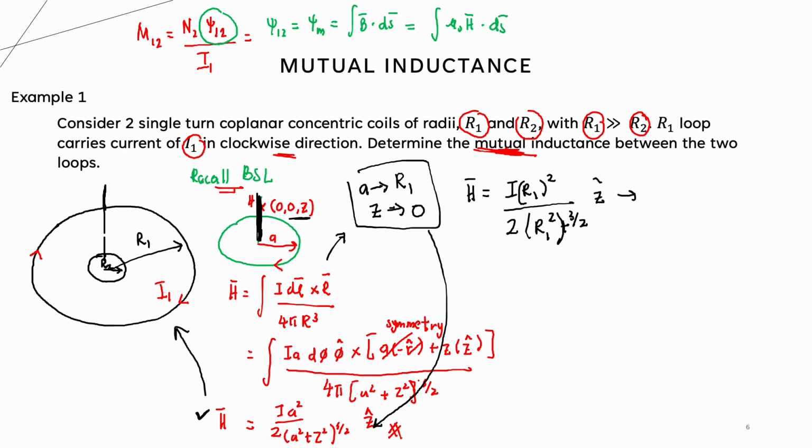We can further simplify this equation to I r1 squared over 2, and the 2 cancels, so it becomes 2 r1. Then this 2 and this 3 over 2 combine, so it becomes r1. There will be no r1 squared up here.